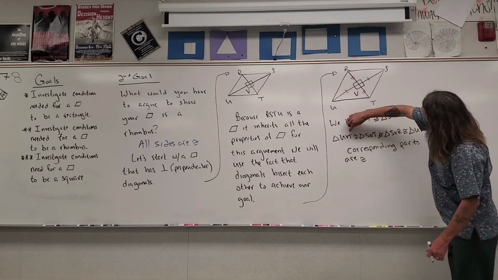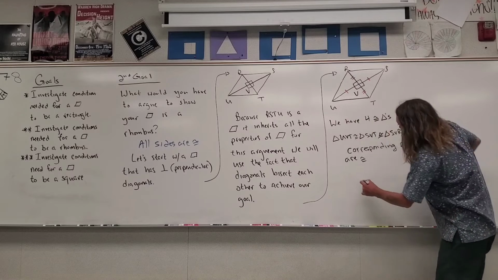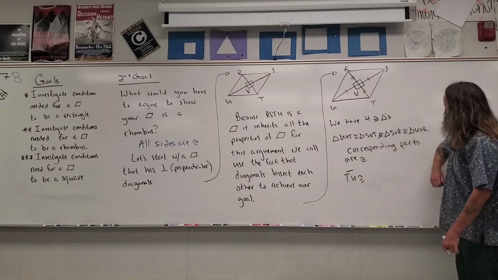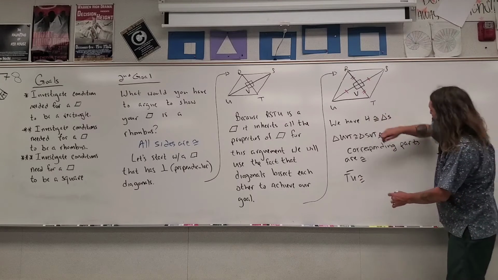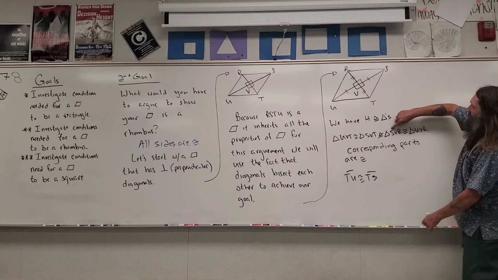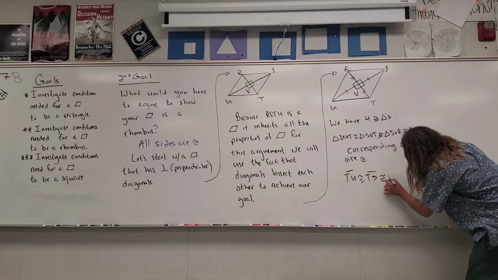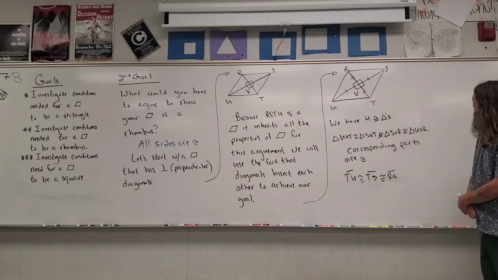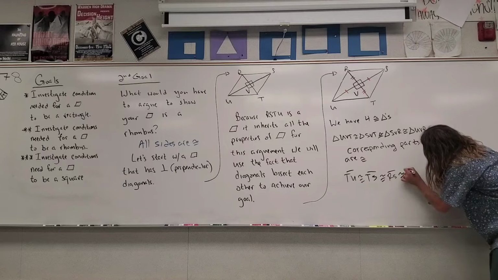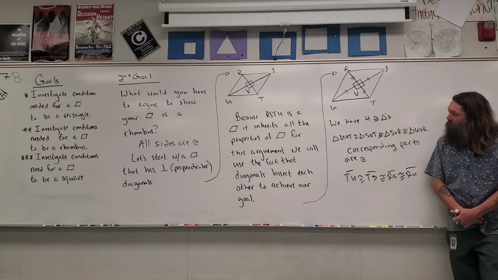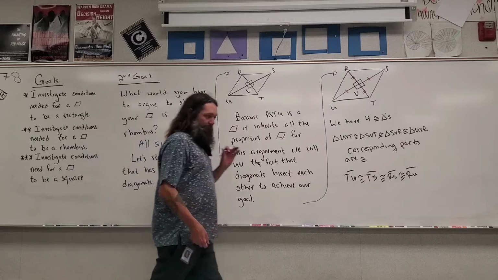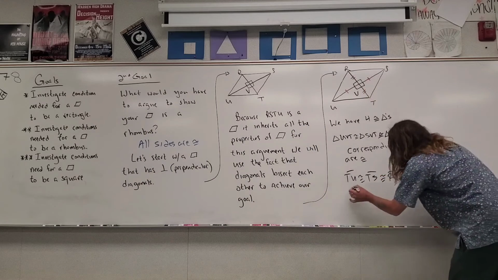So let's see here. TU, the last and the first. So I know that TU is congruent to TS. Okay, the last and the first. And that's congruent to RS. And that's congruent to RU. So I've shown that a parallelogram that starts with perpendicular diagonals must be a rhombus. This shows that we must have a rhombus.